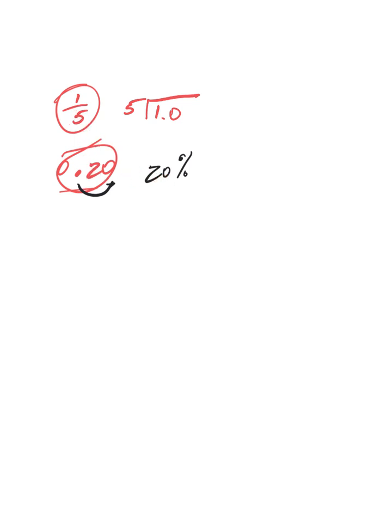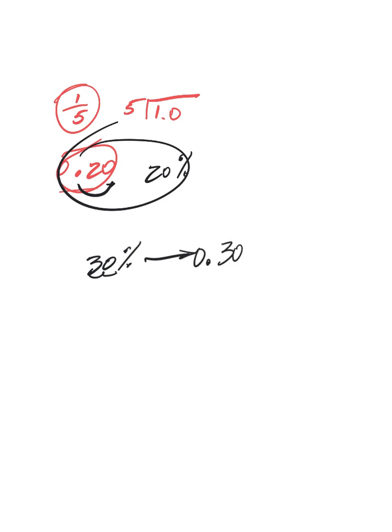Let's see, looks like that's pretty much all there is for skill 2. Let's go to skill 3, renaming percents as decimals. So if we have 30%, we're going to change that to a decimal. The decimal is assumed to be there. We're going to move it over 2, and it ends up being 0.30. And like I said, it's a good idea to put that 0 in front there.